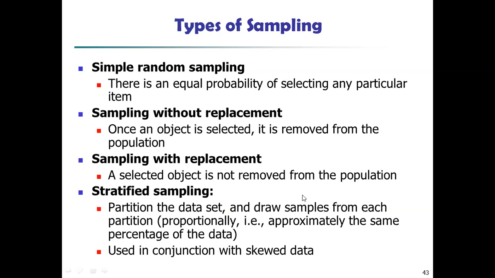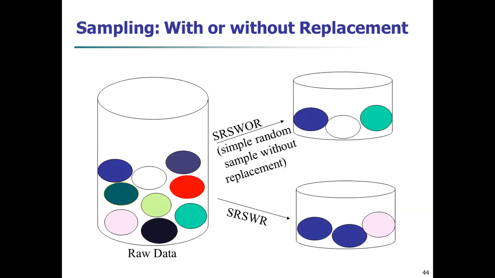Types of sampling. Here you have to use four types of sampling methods. First one is simple random sampling, and second one is sampling without replacement. Third one is sampling with replacement, and the fourth is stratified sampling. These are the four methods mainly used for the types of sampling.